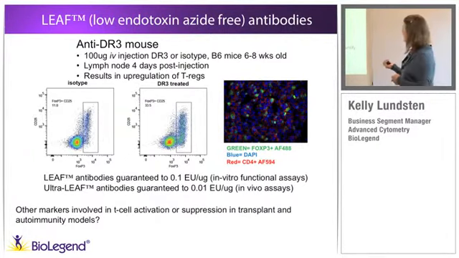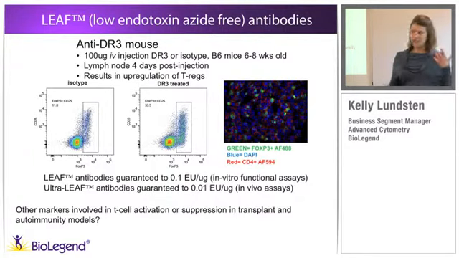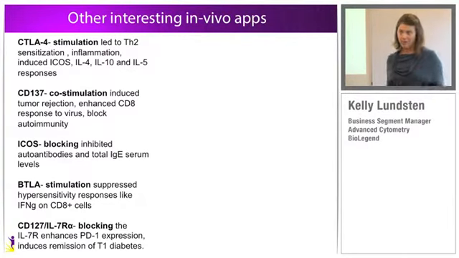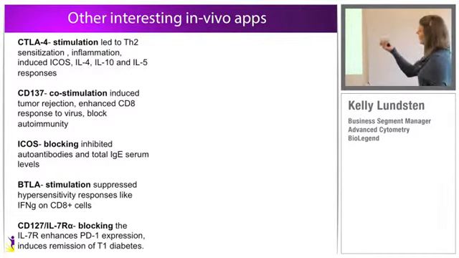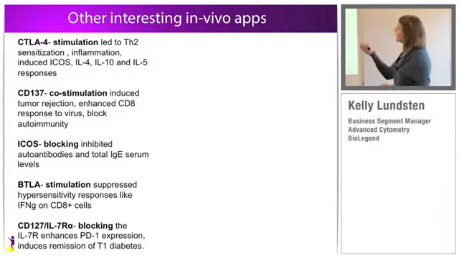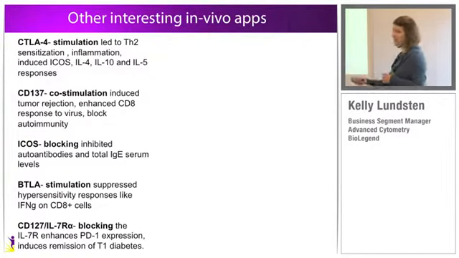So this definitely led me to think about what other markers, what antibodies do we have that people are regularly requesting as custom formats to be purified to a LEAF quality. And there were just so many. Some of these are actually in therapeutic contention. Things like CTLA-4, which could potentially become a therapy, where its stimulation leads to a downstream effect. CD137, where a co-stimulation leads to an effect. ICOS, where it's a blocking effect. BTLA, which is a stimulation effect, and CD127, which is a blocking effect.